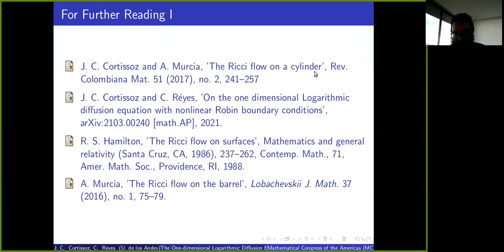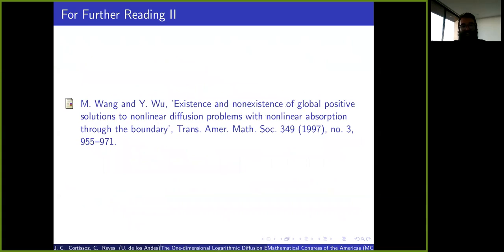This is the paper where we proved the things about the cylinder. This is the beautiful paper, the Hamilton about Ricci flow on surfaces, that gave us many ideas to work on this first paper. This here is where the name barrel came from. We adopted the name barrel since this paper has a metric on the cylinder that looks like this, positive curvature, negative geodesic curvature. And this is the work of Wang and Wu. There you will find the reference about Volansky's work, if you're interested in.